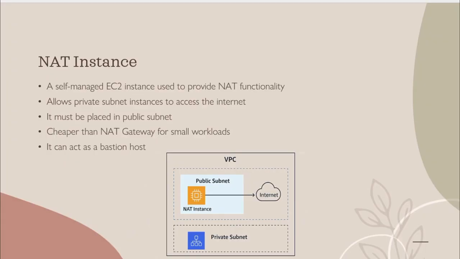And the next one is NAT instance. The NAT instance is similar to an EC2 instance that provides the NAT functionality, which is similar to the NAT gateway. But it allows the instance placed in the private subnet to access the internet, and it is also placed in the public subnet. And compared to the NAT gateway, it is cheaper and it is used for smaller workloads only.